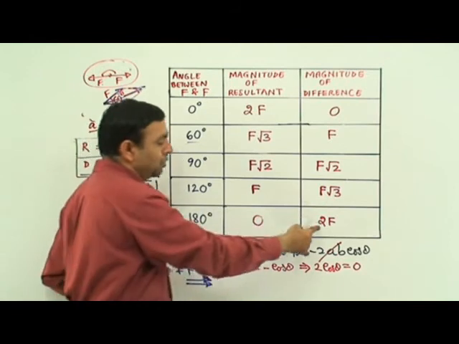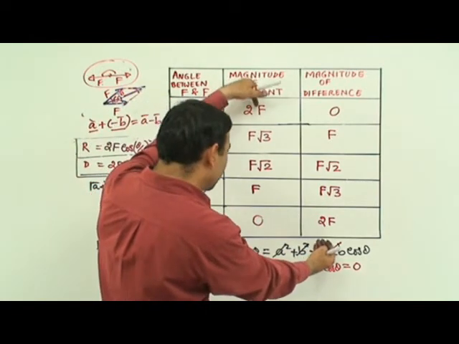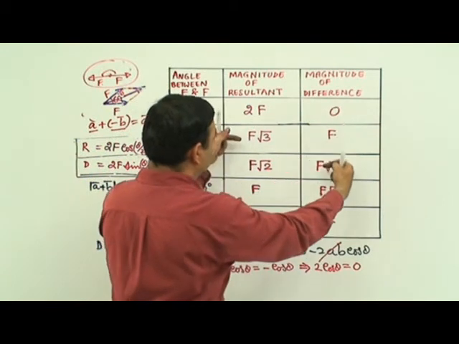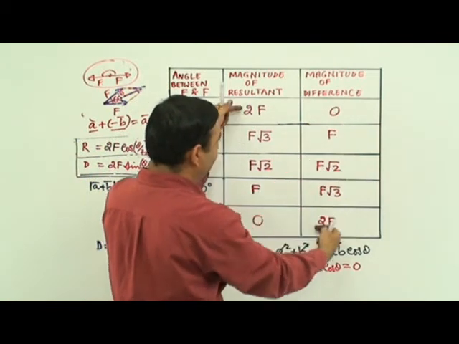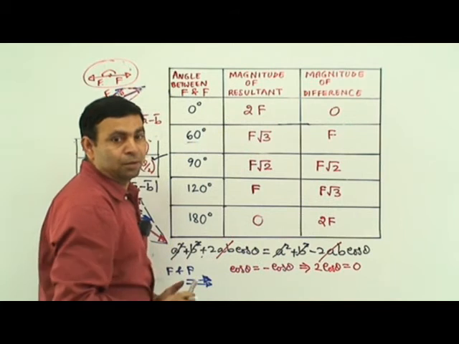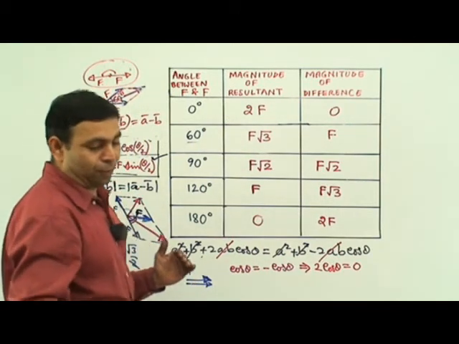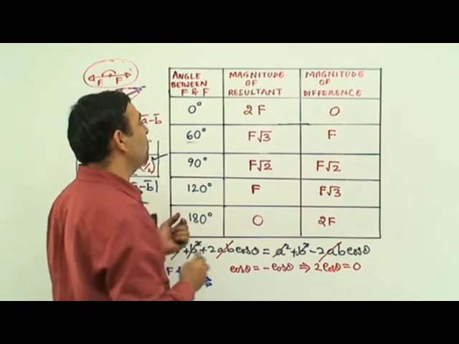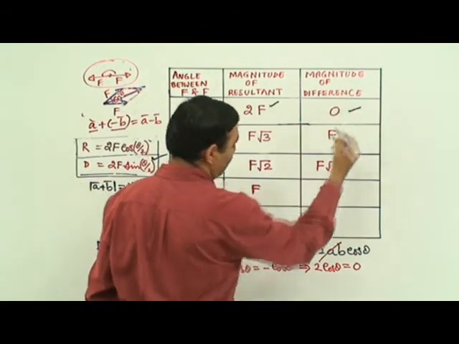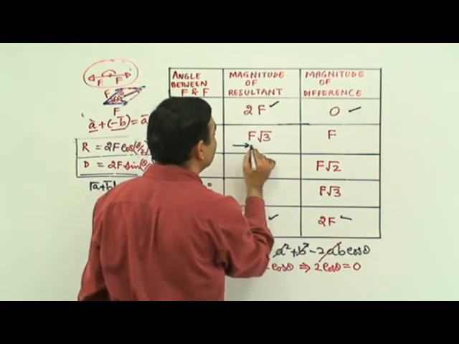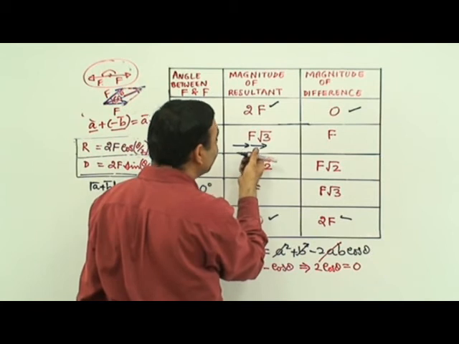In fact, you can just proceed up and down, like see, over here 0, f, f root 2, f root 3, 2f. Fine? Is it clear? And you need to remember only a few things over here. In fact, most of you would easily be able to remember this part and this part, because we know when f and f are in the same direction, definitely the result is 2f and the difference will be 0.